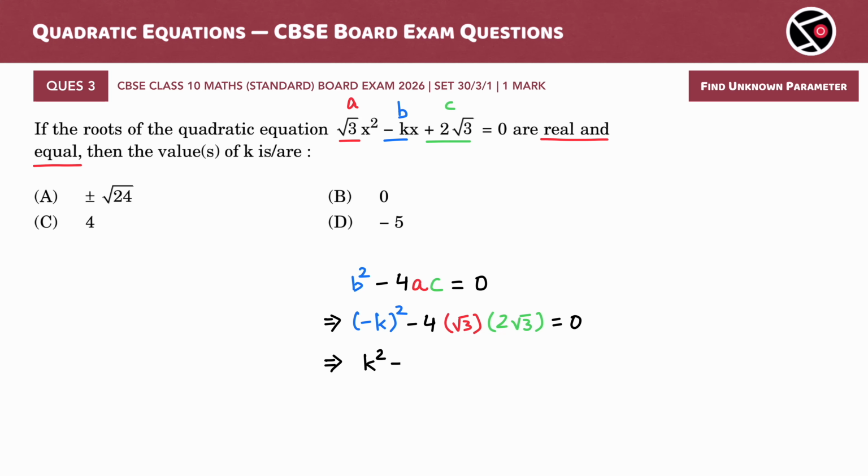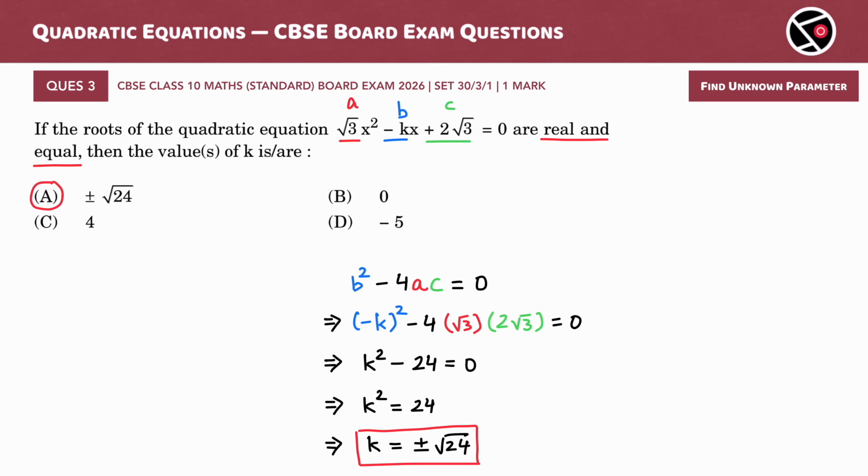K square minus 24 equals 0. K square equals 24. We take the square root of both sides. K is plus minus square root 24. A is our choice.